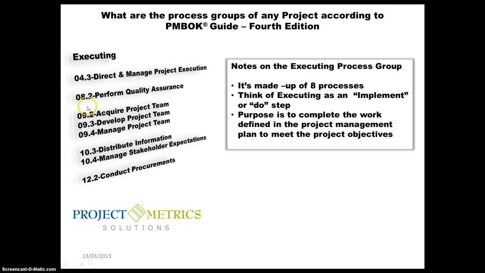The next one is going to be the executing process group. And it is here I enumerated, summarized it, and I hope you do the same. It's made up of 8 processes. Think of executing as the implement or do steps. Purpose is to complete the work defined in the project management plan to meet the project objective.